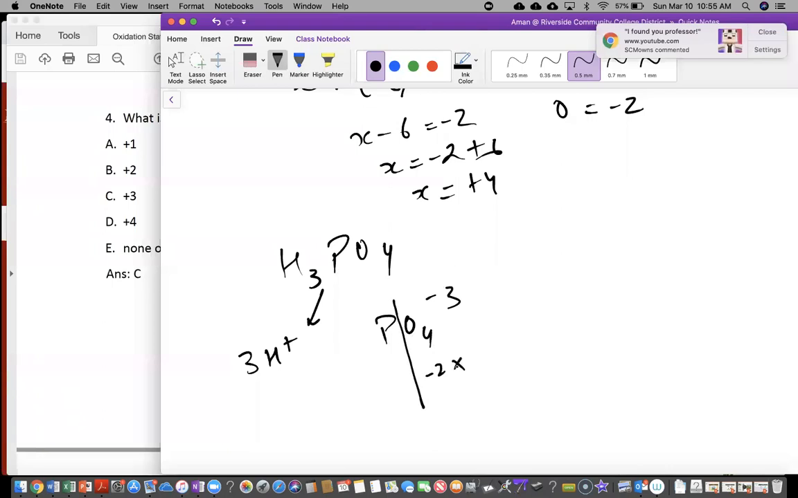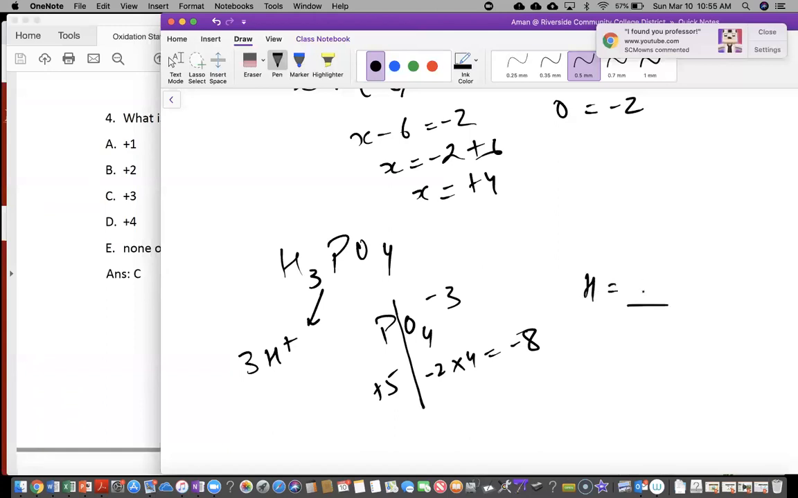Oxygen is -2 times 4, -8. So this side should be what then? 8 plus 8, or no, I'm sorry, +5. Are we getting why it's +5? You just have to do the algebra. So the answer here should be +5. In H3PO4, P should be +5. And if somebody asks you, H is how much?